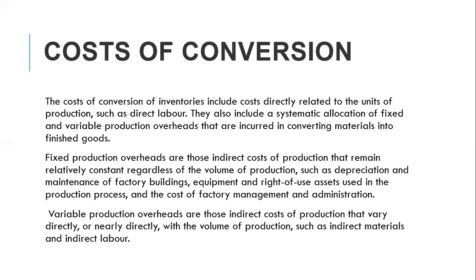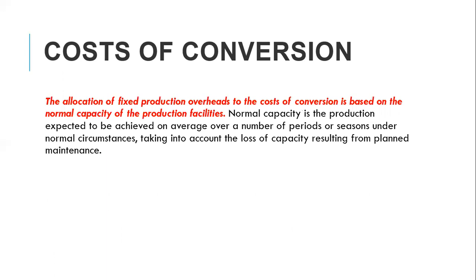Variable production overheads are those indirect costs of production that vary directly or nearly directly with the volume of production. When you produce 10,000 units, the indirect materials you will use will vary compared to when you produce 1 million units or so. And the same goes for indirect labor. Now, cost of conversion.